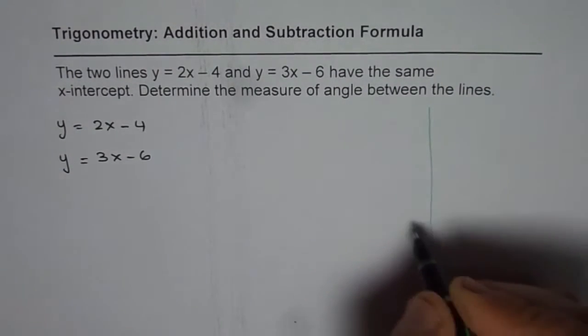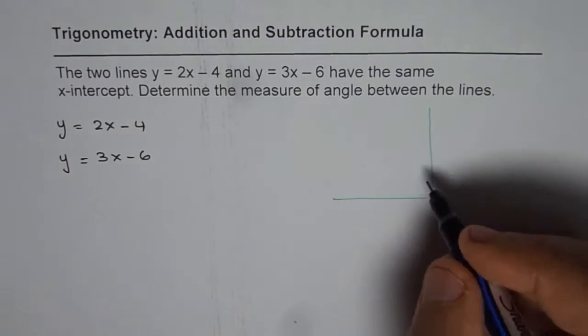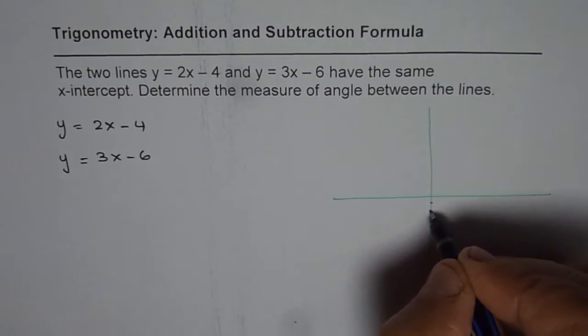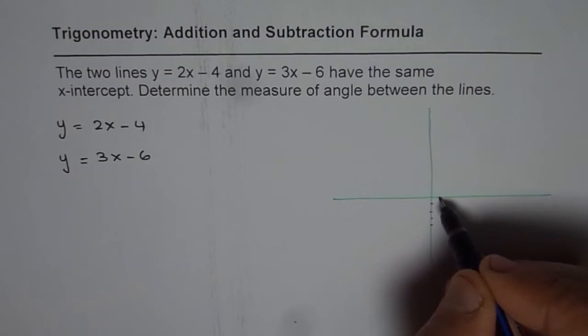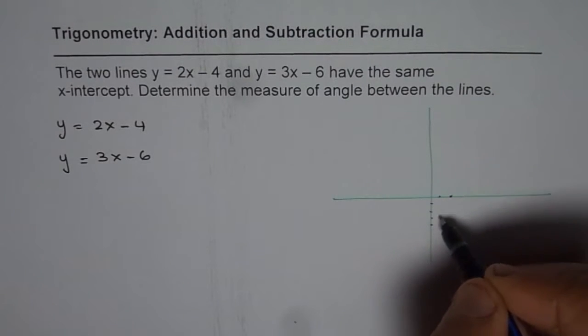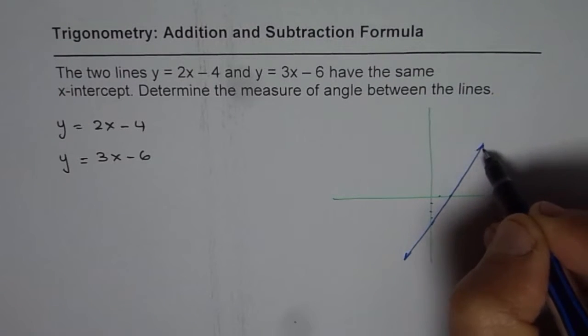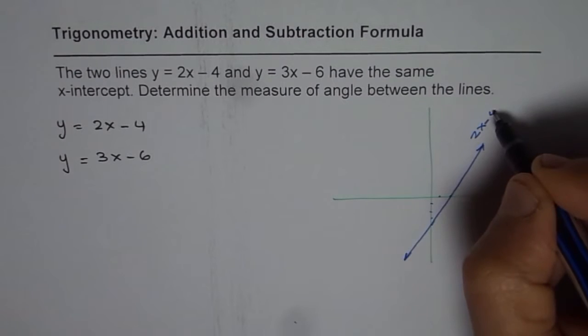Let me sketch them, okay? So let's say that's a coordinate plane. When we say y equals 2x minus 4, that means let us say 1, 2, 3, 4 on the minus side, and 2 is twice, so 1, 2, it should go from here. That becomes the slope, 2, right? So if I draw a line kind of like this, that becomes the line 2x minus 4, right?